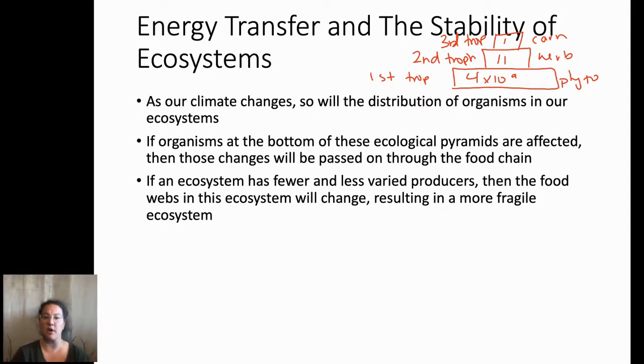So if the organisms at the bottom of the ecological pyramid are affected, so if we have different crops being able to be grown in different areas, that change is going to be passed on up the food chain. If an ecosystem has fewer and less varied producers, so we're taking a natural ecosystem and making it like a monocrop development, with hectares and hectares of corn versus smaller crops grown in different areas, then the food web in that ecosystem will change, resulting in a more fragile ecosystem. We have less stability and less ability to survive changes in the environment because we only have one main producer at that level instead of several varied producers.